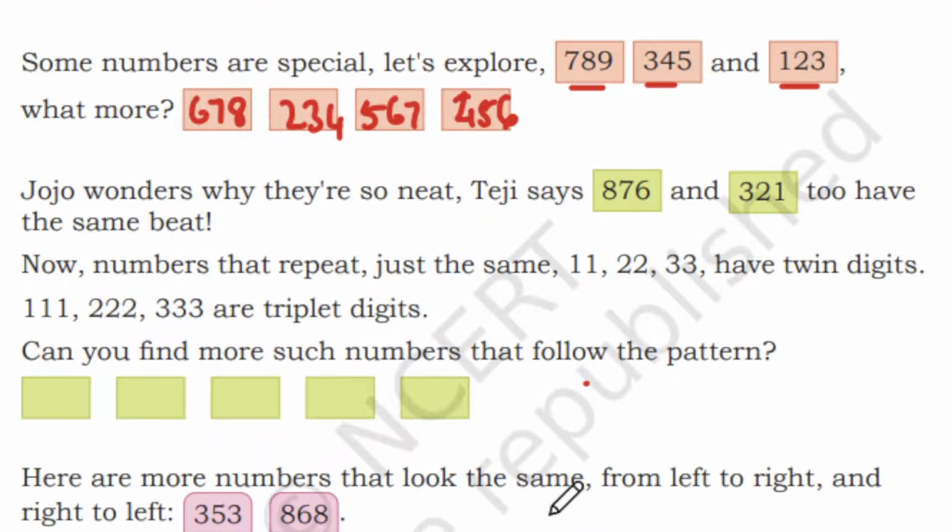Jojo wonders why they are so neat. TJ says 876 and 321 have the same beat. Yes, if you check, these are reversing numbers, like 6, 7 and 8, then 1, 2 and 3. Right? You can even write like this.